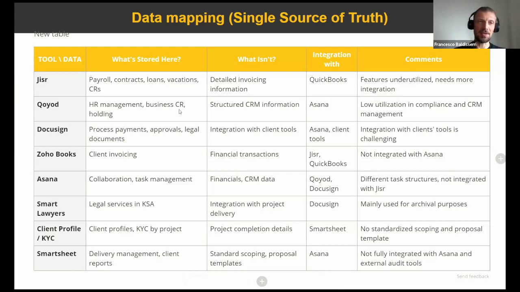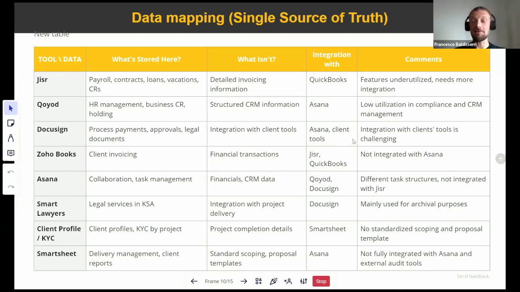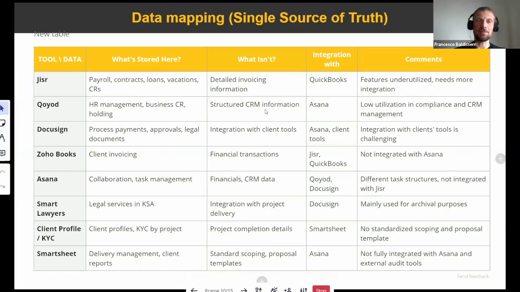the different tools. So here, this is one template that we use. We have the different tools. We see what data can I expect to find there, what data I don't expect to find there, which tools it does or it should be integrated with, as well as some comments. So this phase is about mapping the data and making sure that everything is covered.